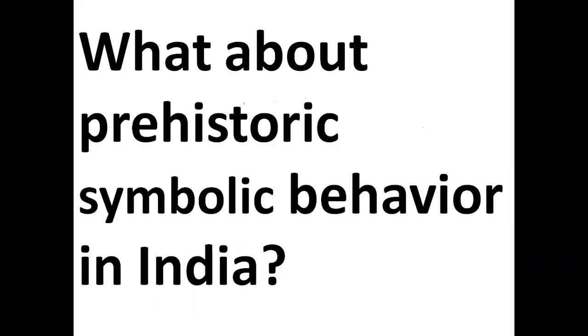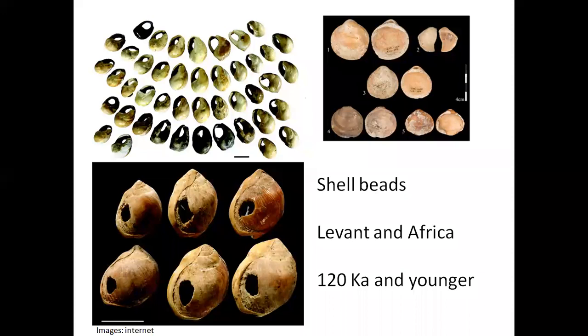So finally, I'm getting to the last topic of my talk: what about prehistoric symbolic behavior in India? Symbolic behavior, I told you about burials and rock paintings, things like this. The earliest evidence of symbolic behavior is shell beads, 100,000 years old, made by Homo sapiens in Africa and the Levant. We don't have this in India. I'm just highlighting what is known from other regions and what is absent in India.